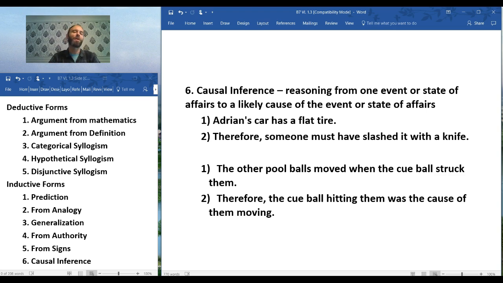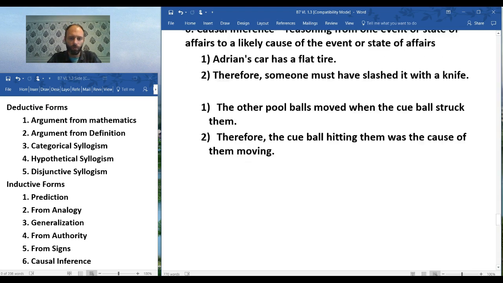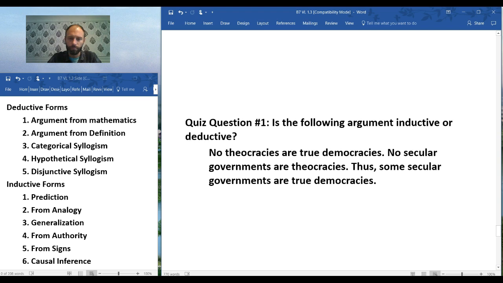All right, so given all that information, let's give you some practice here. So 3 quiz questions will follow. Quiz question number 1: is the following argument inductive or deductive? No theocracies are true democracies. No secular governments are theocracies. Thus, some secular governments are true democracies. So just tell me if that argument is inductive or deductive.